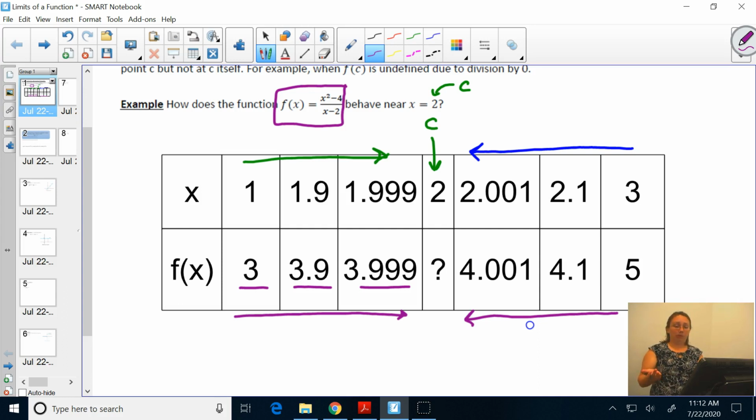It could be blowing up to infinity. Does that look like it's getting bigger and bigger and bigger? No, the values are calming down. They're going towards a particular number. And actually, both directions are approaching the same number.